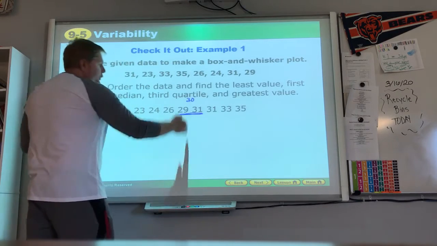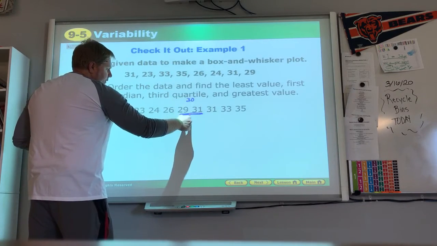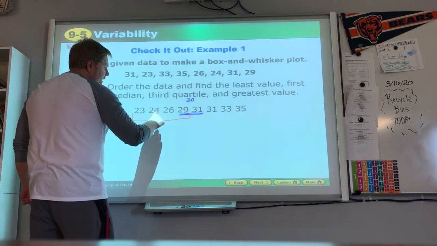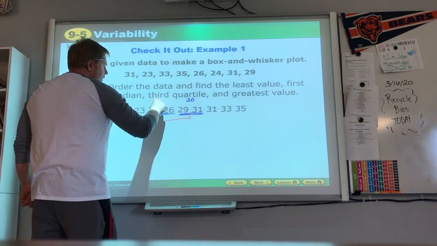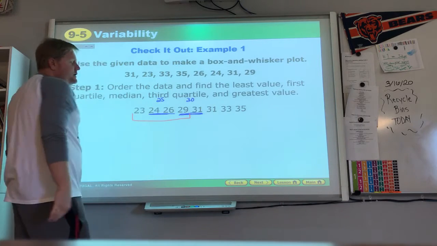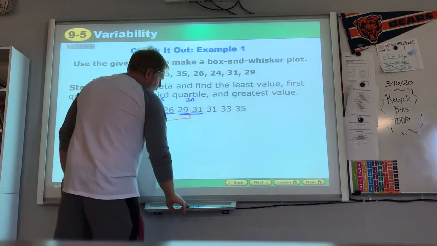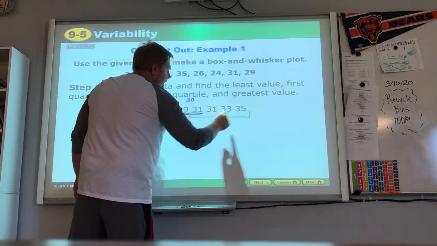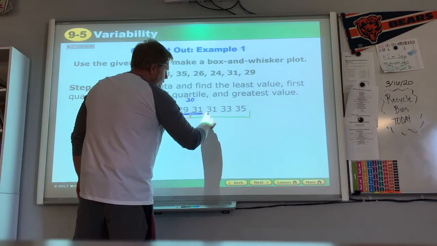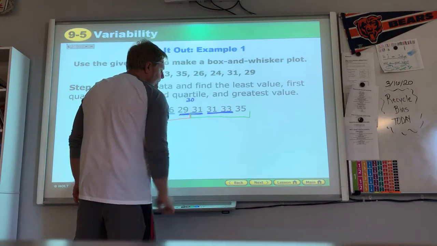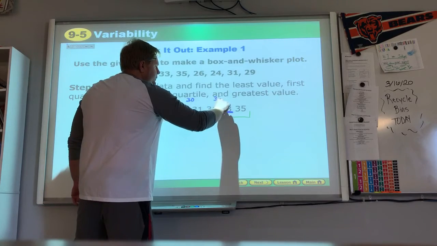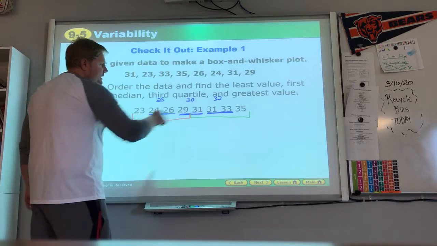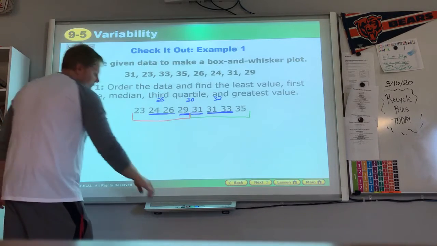Then, we got to look at the first half. That includes these. All right? The first half median, we got to look at these two numbers, and we get 25 by adding together and dividing by 2. That's what we do. Then we got to look at the second half. Right here would be our median for the second half. 32, we add them together and divide by 2. First quartile is this, median is that, second quartile.